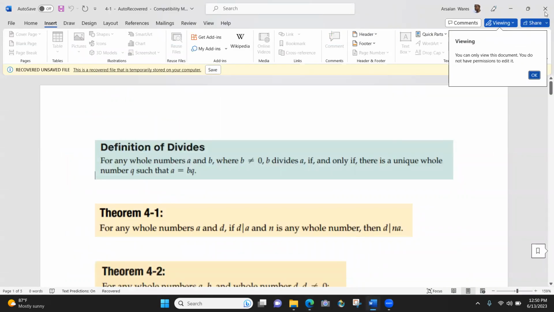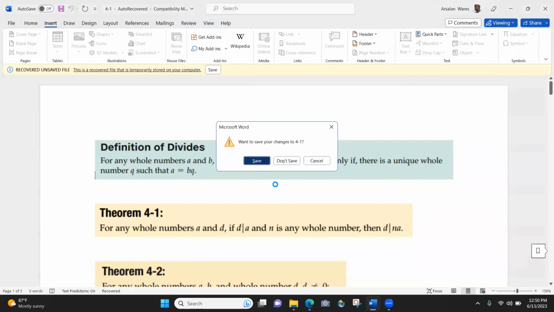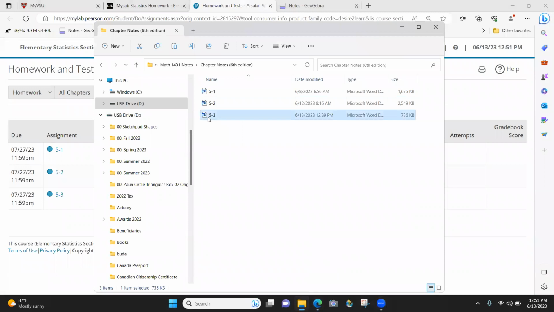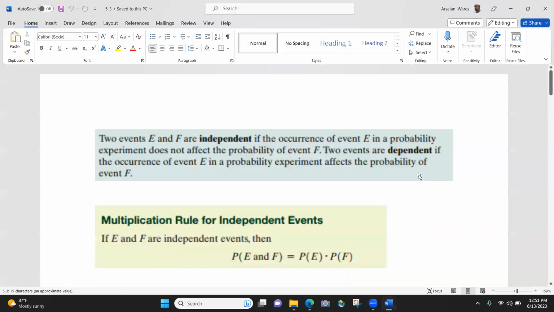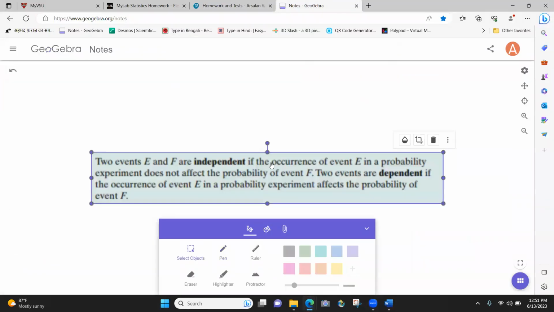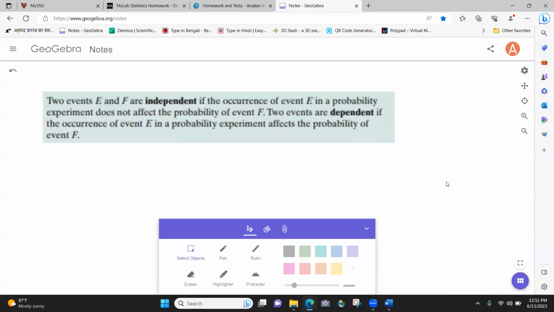Sorry, opening the wrong notes. Okay, so these are my notes from chapter 5, page 3. I'm going to read it, tell you what they're talking about, and give you some examples.